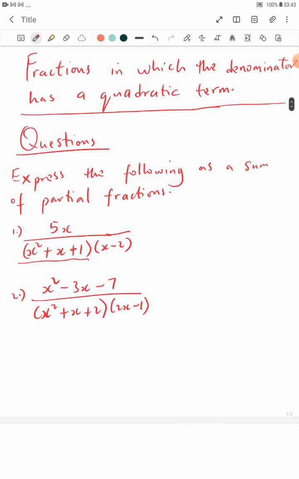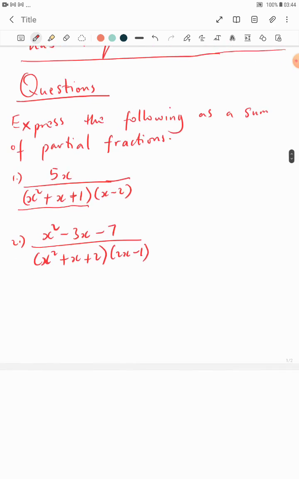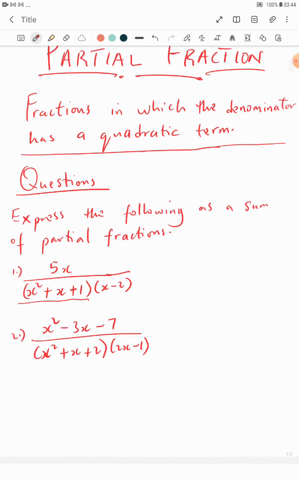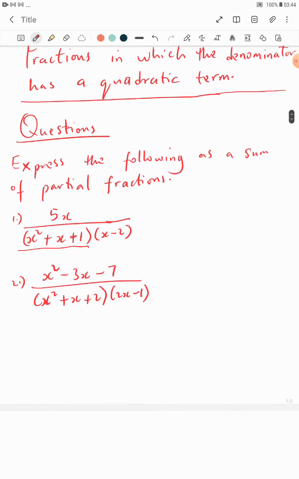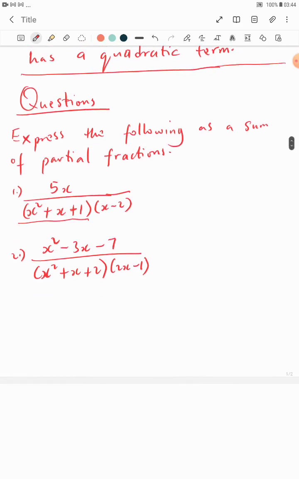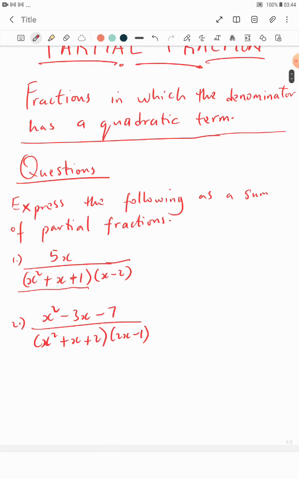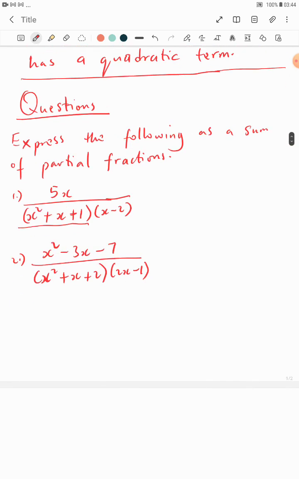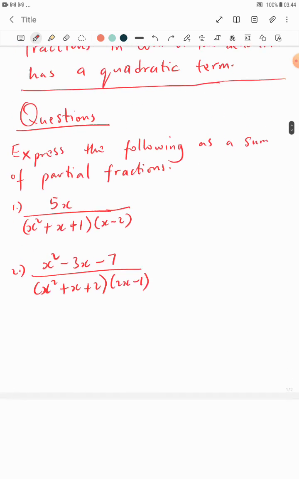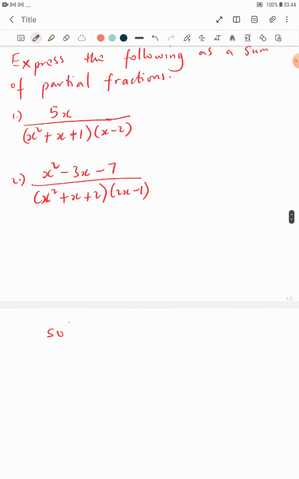Now, this quadratic term is a quadratic term that you cannot factorize. If you have a quadratic denominator that you can factorize, that one is actually different. You have to first factorize it to get simplified denominators. But when you have a quadratic denominator that you cannot factorize, how do you split such a fraction into partial fractions? That's exactly what we want to look at. So we have these two questions. Let's get to work.